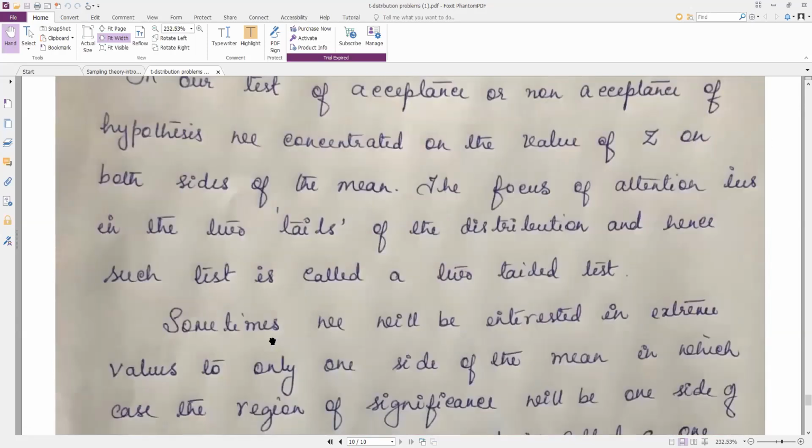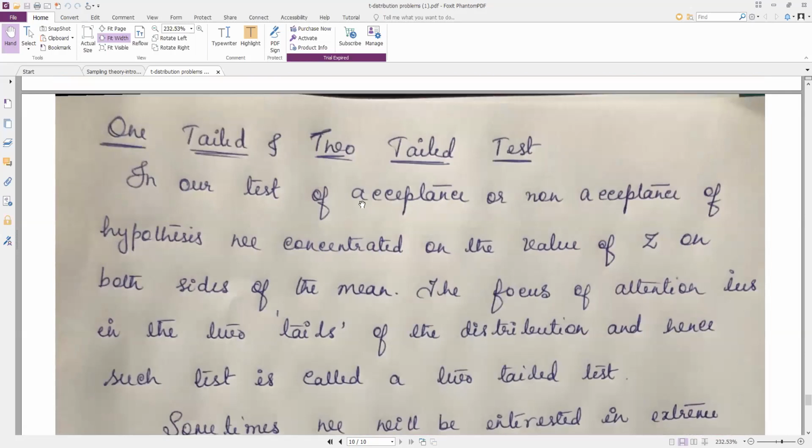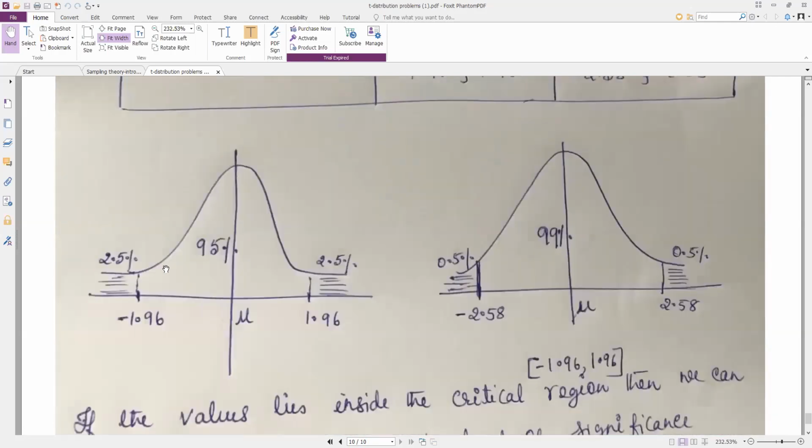So if our test of acceptance or non-acceptance of hypothesis lies on both sides of the mean, then we say it is a two-tailed test. Otherwise, if we concentrate on only one side, then we say it is a one-tailed test. Now, in this chapter, we are studying the two-tailed test. So the diagram explains it to you. If the value lies in this region, that is outside the critical region, then we can reject the hypothesis.